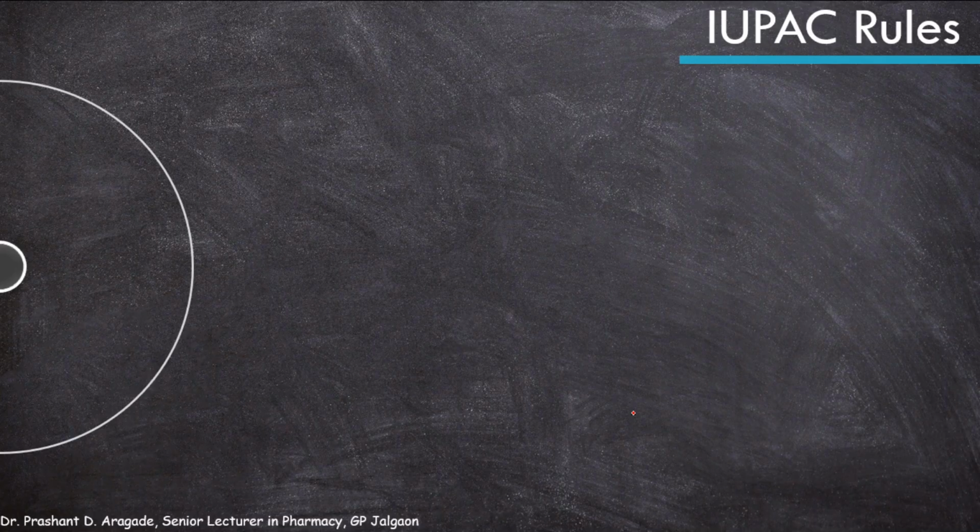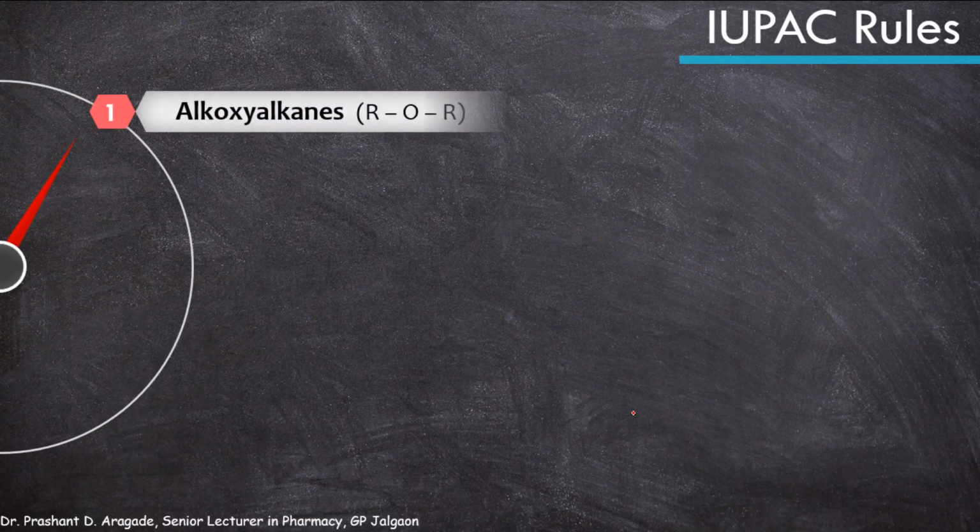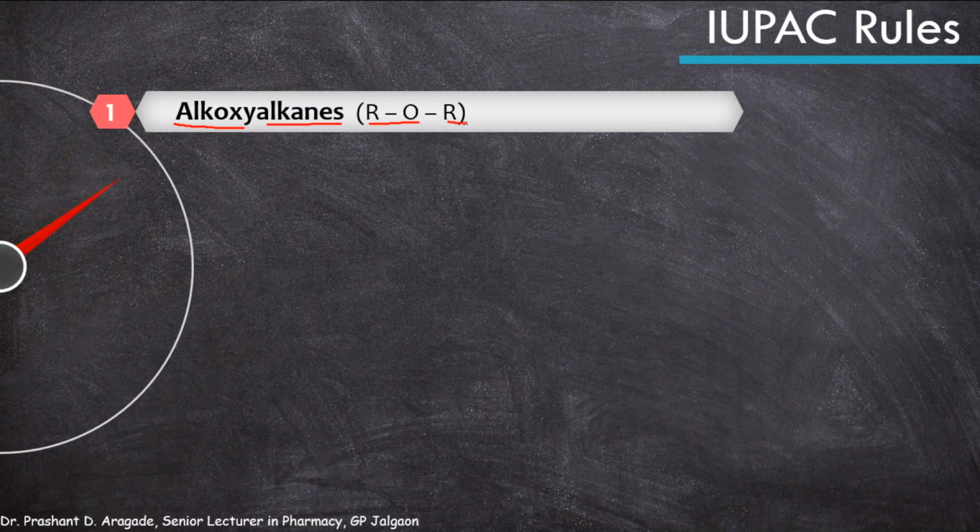So let's discuss the IUPAC rules for naming the ethers. In the IUPAC system, ethers are named as alkoxy-alkanes. Remember that in the IUPAC naming system, ethers are named as alkoxy-alkanes. As ethers are attached to two alkyl groups or aryl groups, you have to select one alkyl group with oxygen as an alkoxy and the other as the parent chain. So how to do that?